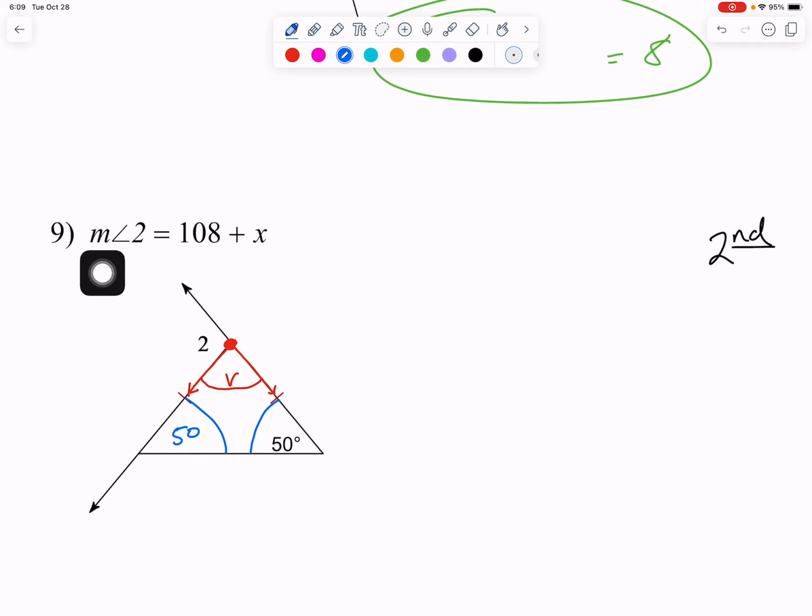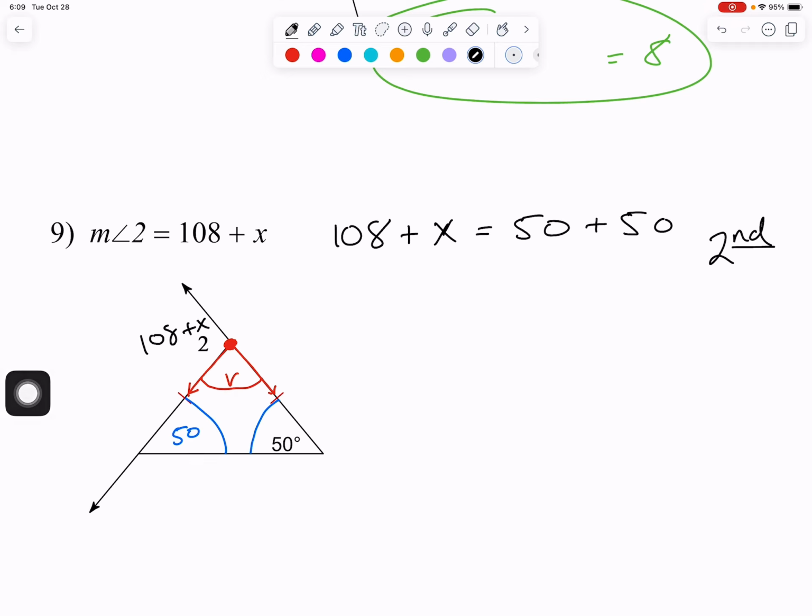And if we know that our measurement of angle 2 is 108 plus x, let's write that in there. Oh, that's on the exterior. And what do we know? The exterior, which is 108 plus x, is equal to the two opposite interiors. Can you write this as 50 plus 50? Sure. Could you have written it a second way or a third way?